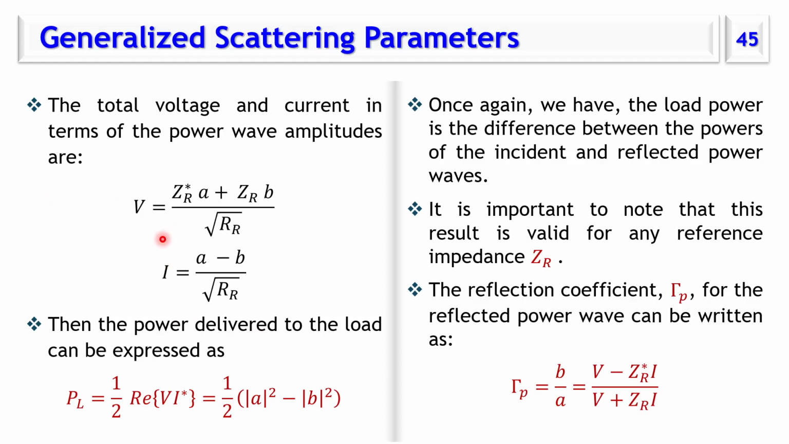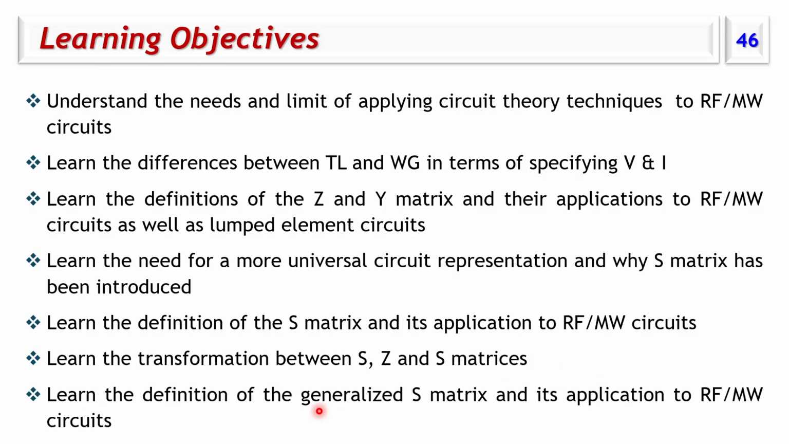So with this introduction of a generalized scattering matrix, we can measure incident power and reflected power, and measure the scattering matrix even if the network is lossy, even if the network doesn't have a transmission line or waveguide involved, by the definition of voltage and current this way, using the incident Bauer wave and the reflected Bauer wave. And this is the learning objective of this lecture.